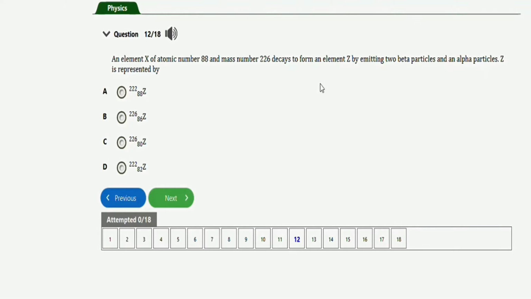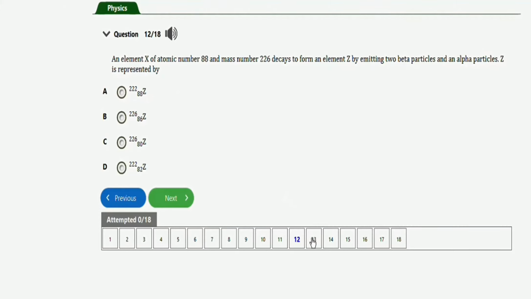So guys, looking at this expression we have here, the right option to this question will be option A, which is this one here. Because basically this 226, 4 will be subtracted from it, you will have 222, whereas the atomic number remains the same. So that will be the outcome of this decay. Alright, so that's it for this question.